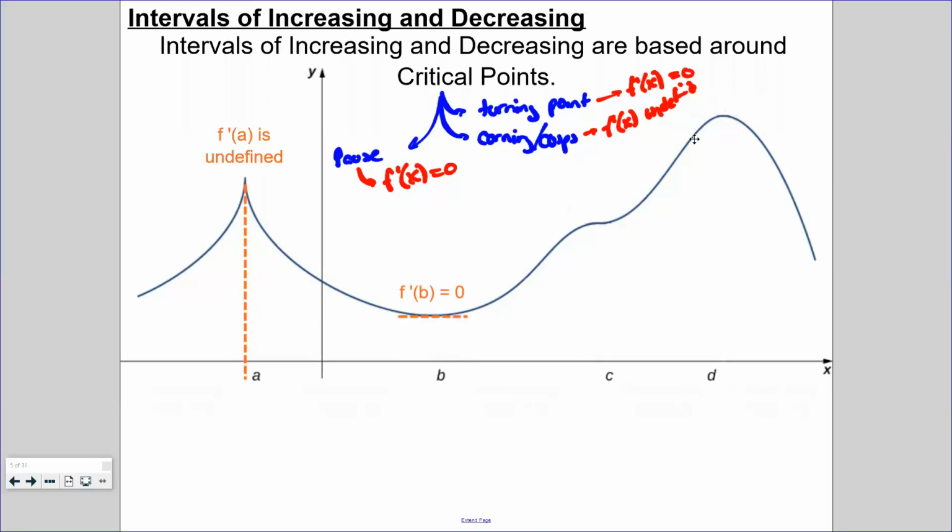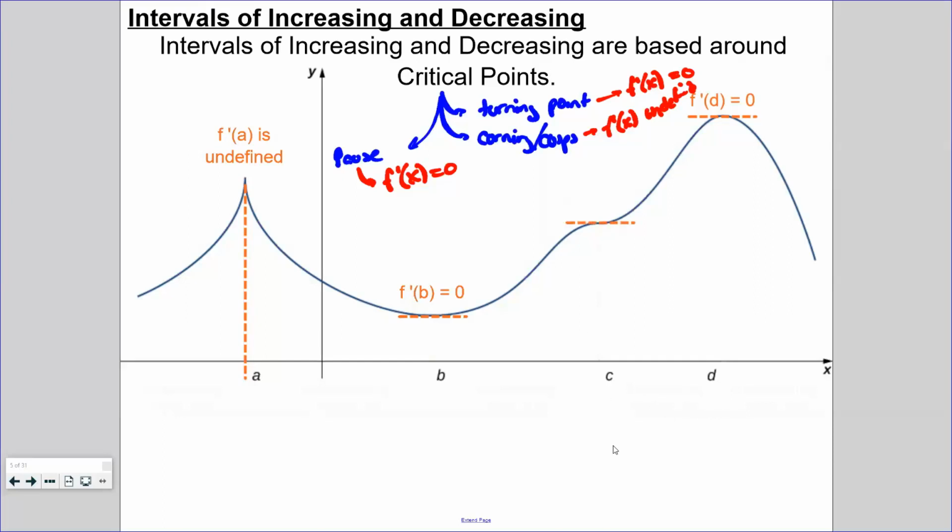At x equals d, we can see there's another turning point here, which means that there is a, where is it? Come out and play. There it is. Another horizontal tangent line, which means f prime of d is equal to 0. But there's a third spot that is a critical point, or a third spot that has a horizontal tangent line. And that is right here at C.